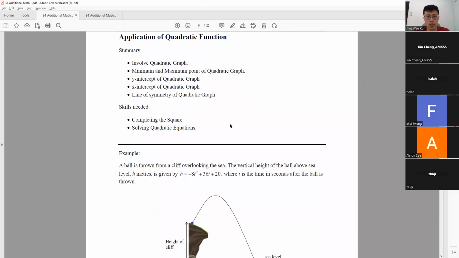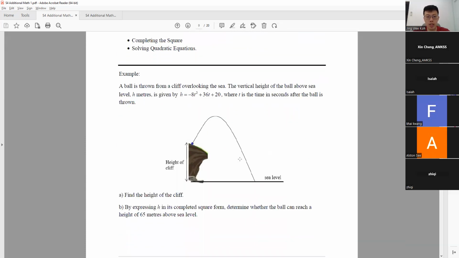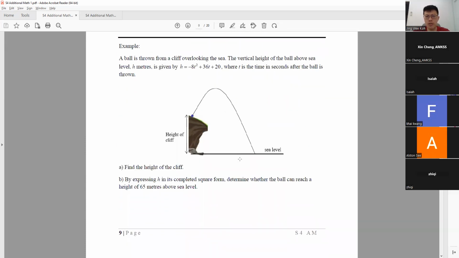So the next one is your application of quadratic function. It involves your quadratic graph, your minimum and maximum point, your y-intercept, your x-intercept, and your line of symmetry. So what you need is complete the square, quadratic equation, maybe discriminant, not really that much. Okay, so let's take a look. This is actually a relatively easy chapter.